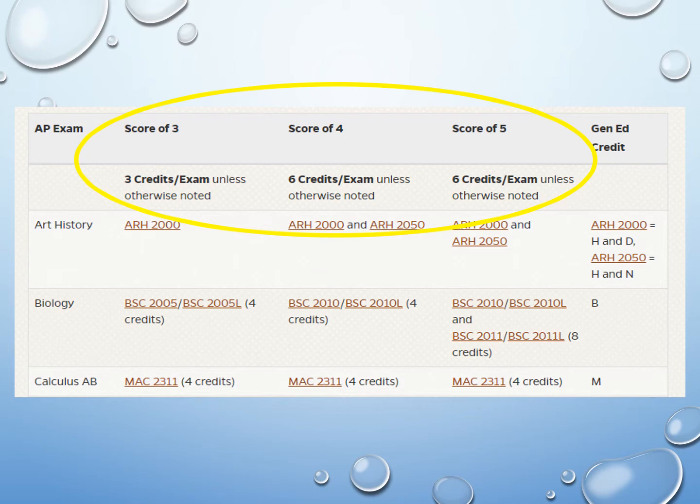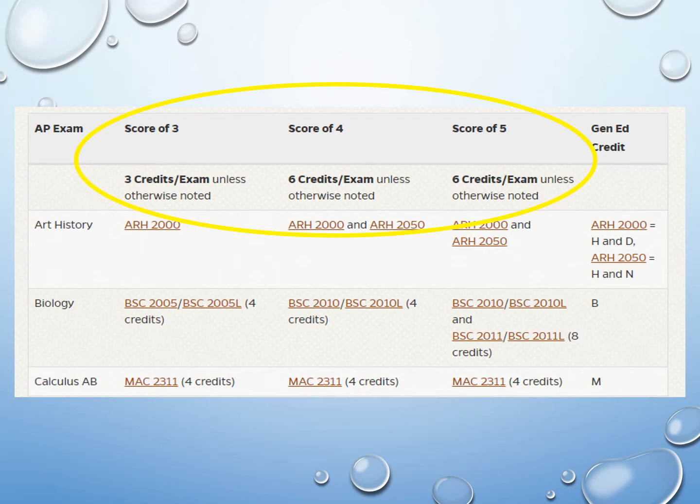That's fair, but it's not always accurate. And the unless otherwise noted is actually probably more common than not, if you will. And just for example, if you look, biology starts right off the bat not actually being the same as what it's saying. So for a score of 3, it says 3 credits, you actually get 4. For a score of 5, you get 8 credits as opposed to 6. So it's not 100% accurate. Calculus AB, same thing. It's 4 credits across the board, not the same thing as 3 or 6. So while it's fair to say that a student may earn more credits if they have a higher score on any particular exam, it tends to not be true in a lot of situations.